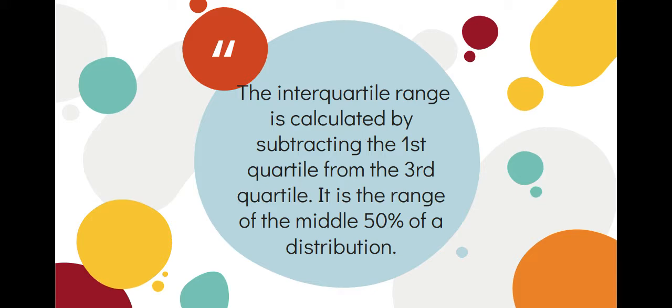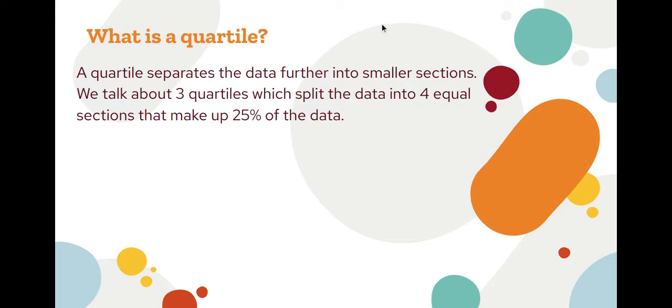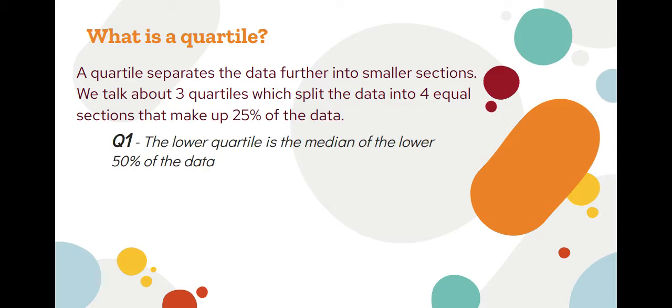We're going to talk a little bit more about quartiles. So what is a quartile? A quartile separates the data further into smaller sections. There are 3 of them, which means that they split the data into 4 equal parts, which are 25% of the data each. So we have the lower quartile. We abbreviate that to Q1, meaning quartile 1. It's actually the median of the lower half of the data.